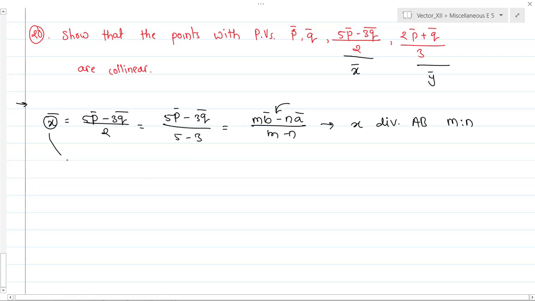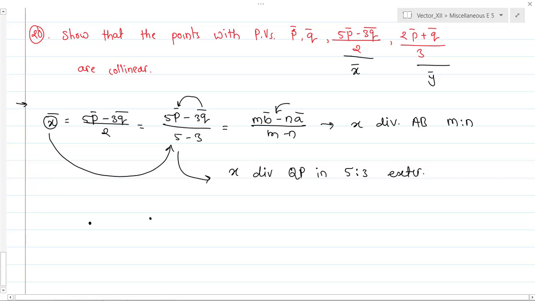Okay, so if x bar is equal to this part, what can you conclude? X is dividing which segment? Segment QP, in the ratio 5 is to 3, and it is external division. Means what? This point Q, this point P and the point X are lying on the same line. Is this okay? Because X is dividing the segment QP externally, so these 3 are lying on the same line.